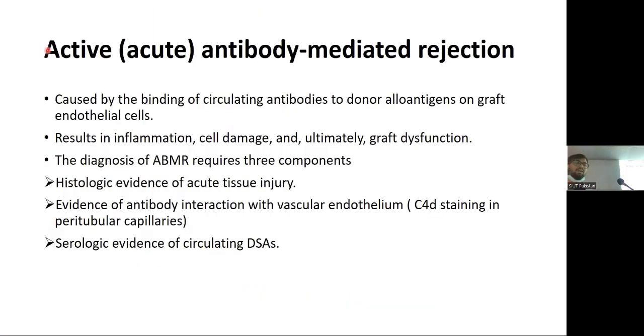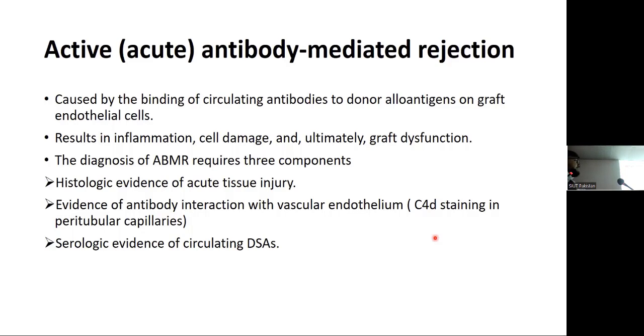Now, active antibody-mediated rejection. This is caused by circulating antibodies which bind to the donor antigens on the graft endothelial cells, which results in inflammation, cell damage, and ultimately graft dysfunction. The diagnosis of ABMR requires 3 components.